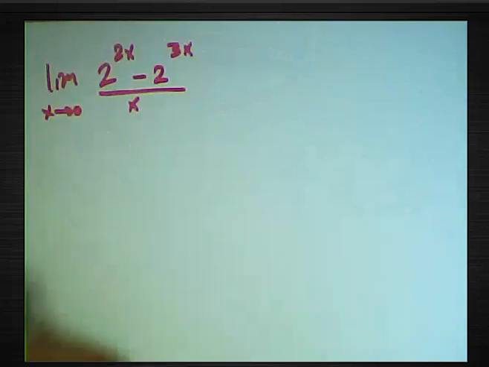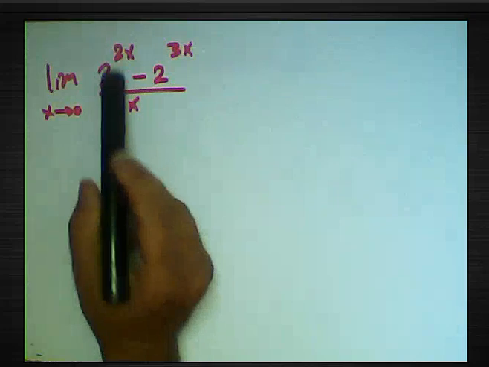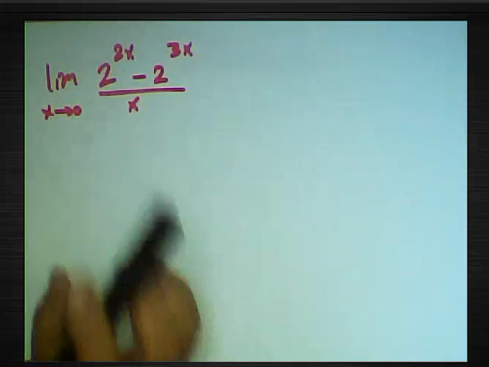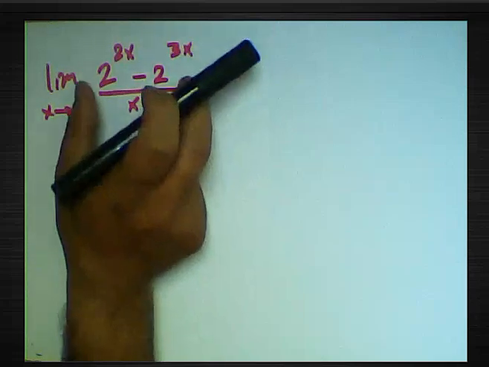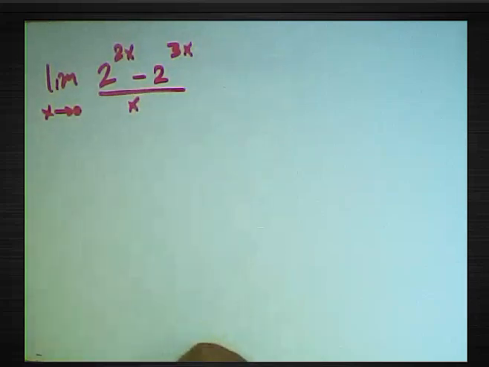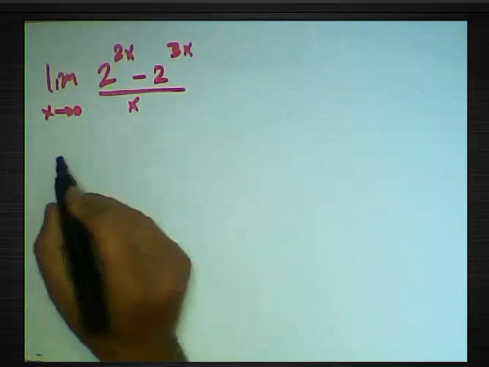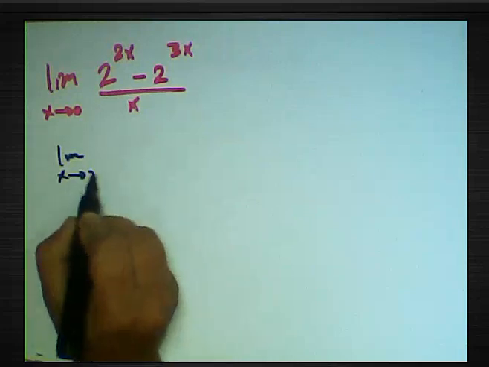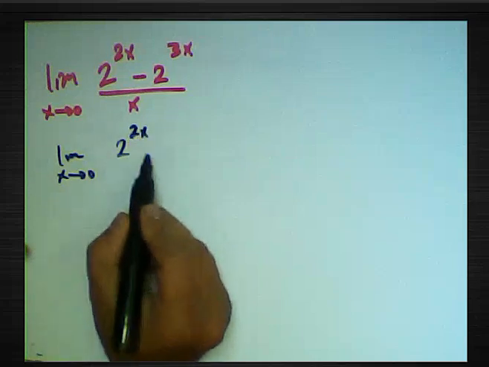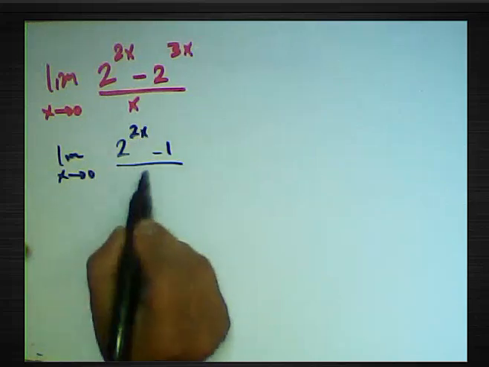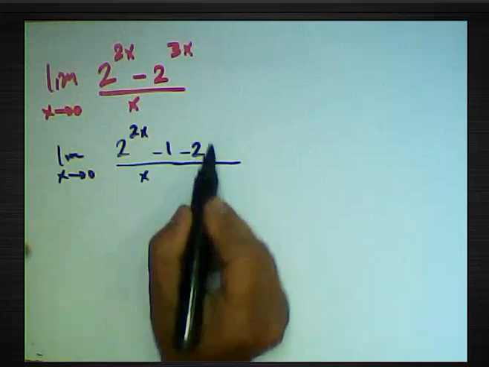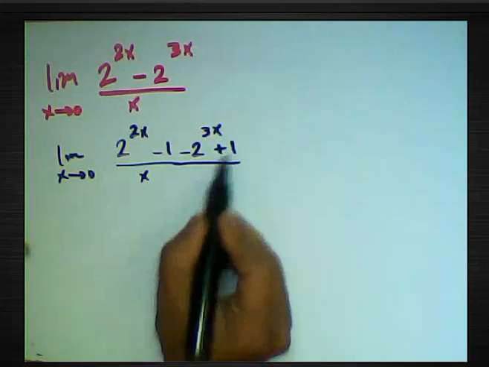Look at this example. The limit as x approaches 0 of 2 power 2x minus 2 power 3x over x. We can add 1 and subtract 1 in this expression to use the theorem. The limit as x approaches 0 of 2 power 2x subtract 1 over x. I add here negative 1 and negative 2 power 3x plus 1.